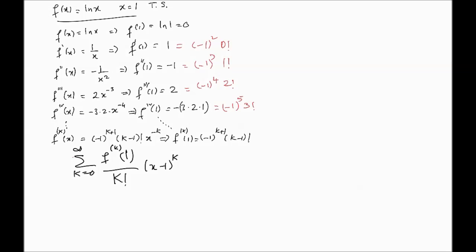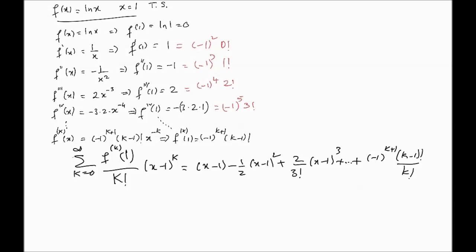That's what it is, and what it will become is, let's look at a few terms just for the sake of completeness. So it's going to be x minus 1, minus a half times x minus 1 squared, plus 2 over 3 factorial times x minus 1 cubed, plus dot dot dot, minus 1 to the k plus 1, k minus 1 factorial over k factorial, times x minus 1 to the k, plus, it's an infinite series, so it goes on afterwards.